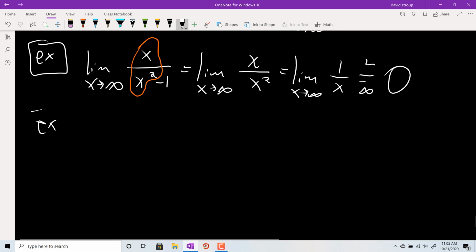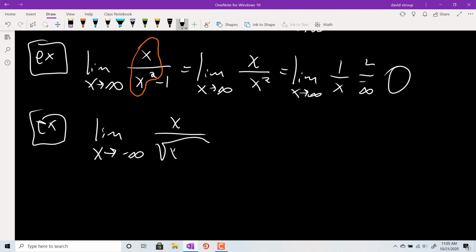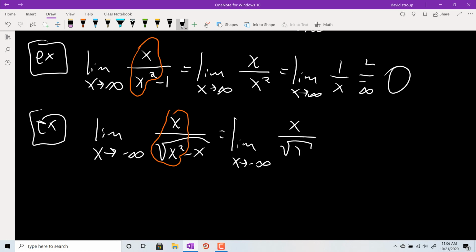Let's do another one. This one's a little tricky. The limit as x goes to negative infinity of x over the square root of x squared minus x. Again, just picking off the big parts, I put the limit as x goes to negative infinity of x all over the square root of x squared. The square root of x squared is actually the absolute value of x.